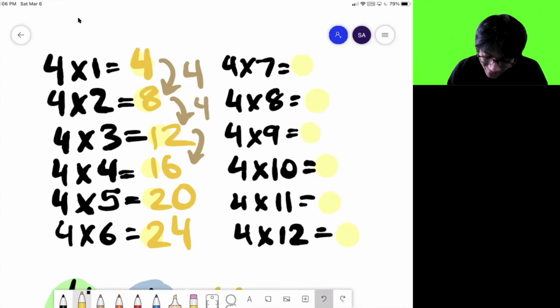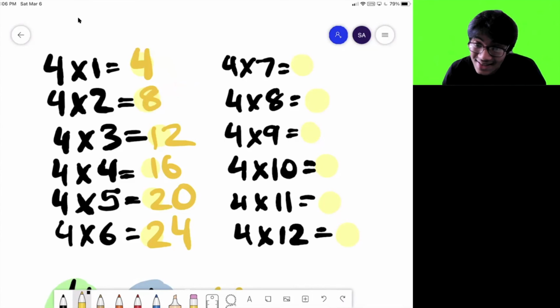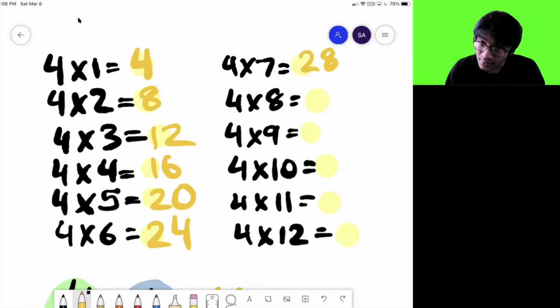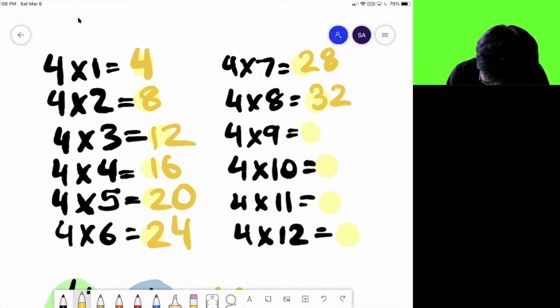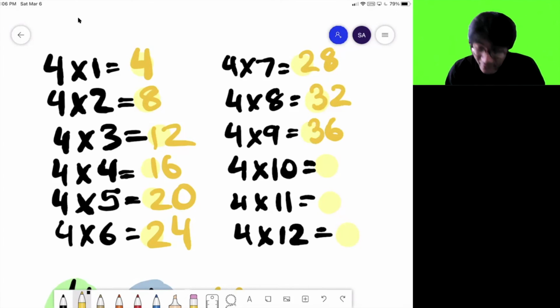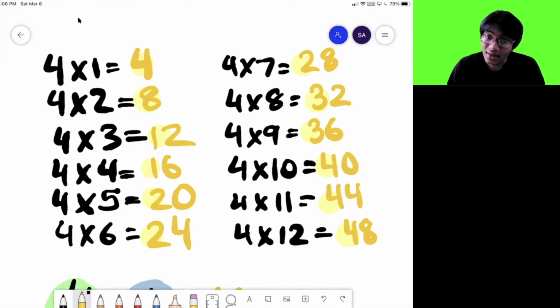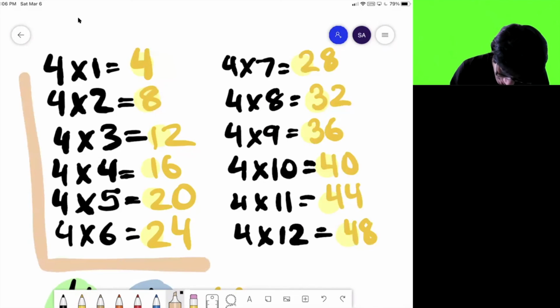The next one is just 4 more than the last one, because this is the 4 times table. If you did it with other times tables, you would have seen the same pattern. So 4 more than 24 is just 28. 4 more than 28, well, that's just 32. 4 more than 32, that's just 36. 4 more than 36, that's just 40. 4 more than 40, that's just 44. 4 more than 44, that's just 48. And so we have our entire 4 times table.